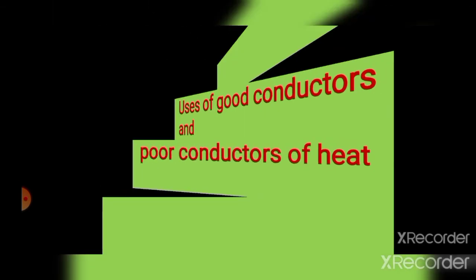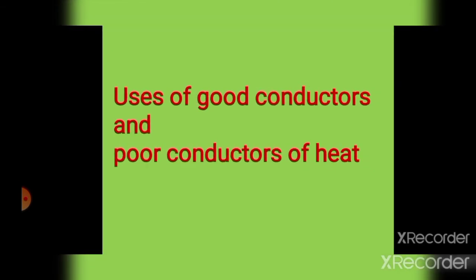Now we will see the uses of good conductors and poor conductors of heat. We make use of good conductors of heat as well as poor conductors of heat. Here, good conductors are used to carry heat quickly where it is wanted. Poor conductors are also used to stop heat from going where it is not wanted.